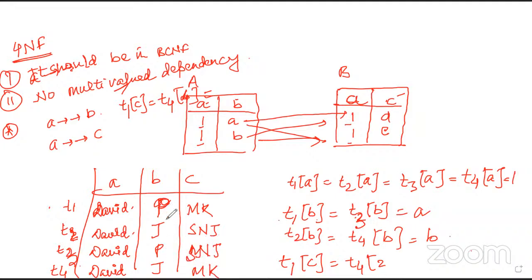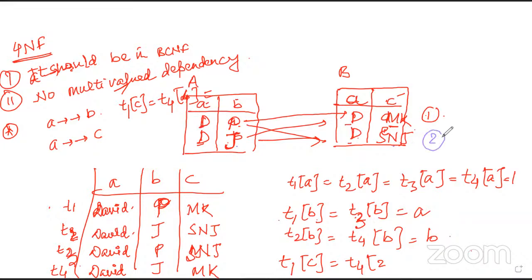So suppose this is the A, B. So we can modify here also. Suppose this is the MK and this is SNG and this is the P and this is G. Right? Can we get this one? So first one is David, so suppose D. David, P and MK, right? This one is the first row. Let me change my color. And this is David, J and SNG.